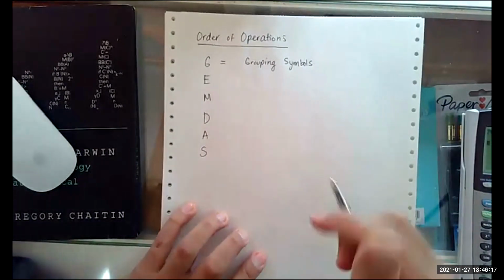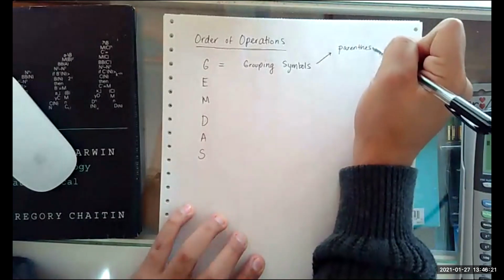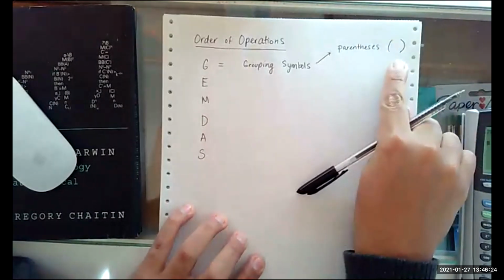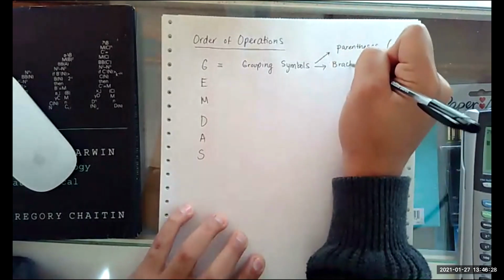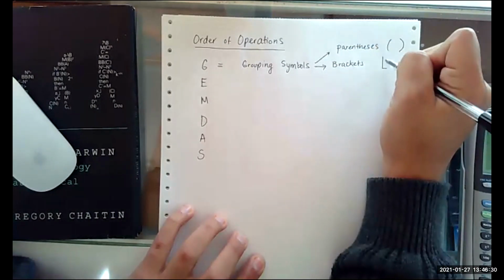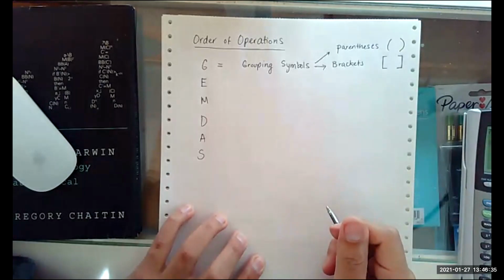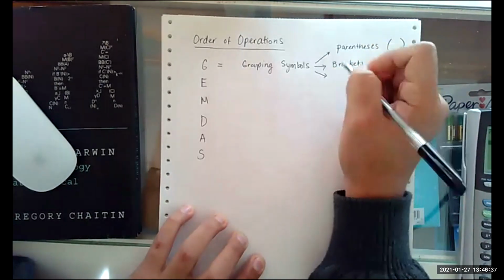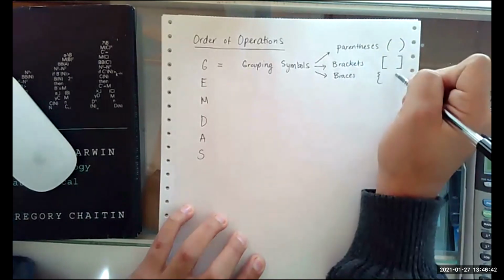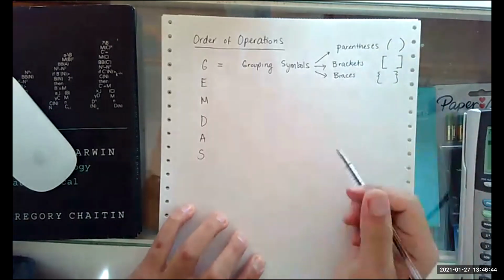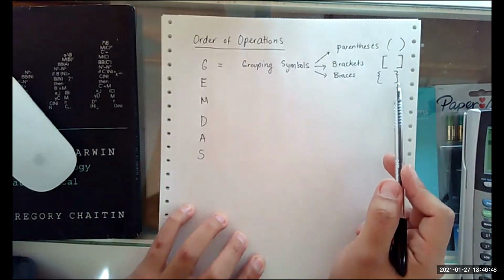Okay. So the grouping symbols are going to include parentheses, so these guys. It's going to include brackets, which are the same as parentheses, but they're just these little square brackets. Another one you might see is braces. You don't see them nearly as often as you see parentheses or brackets, but it's like these little curly grouping symbols.